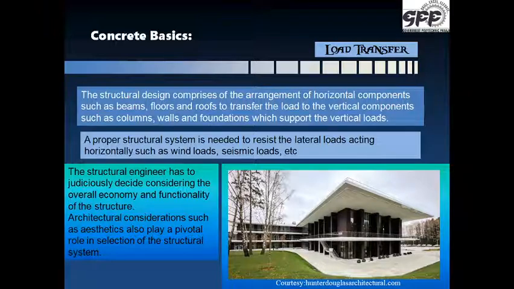Now the most important part is the load transfer. This is the most important thing for any civil engineer. How does the load get transferred? The design of a structure begins with the great challenge in deciding the most suitable structural system for a structure. The design primarily comprises the arrangement of horizontal components such as beams, floors, and roofs to transfer the load to the vertical components such as columns, walls, and foundations, which are needed to support the vertical or gravity loads.